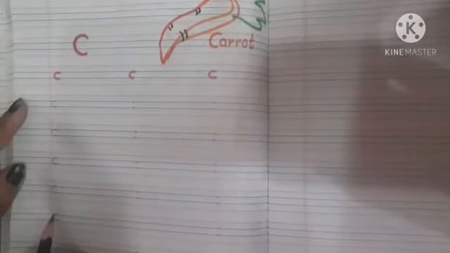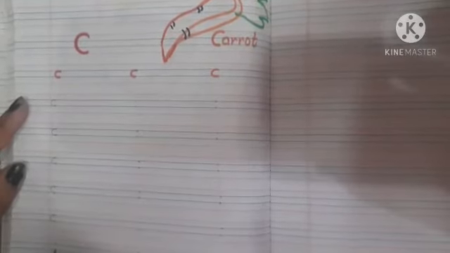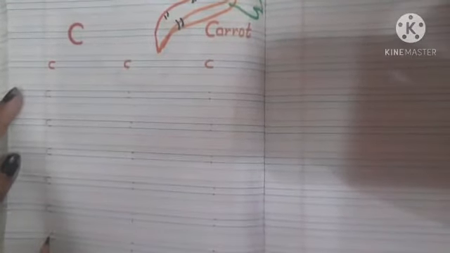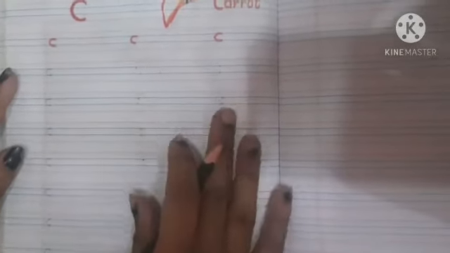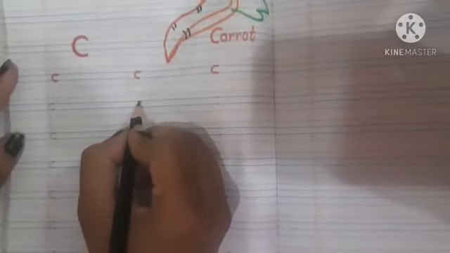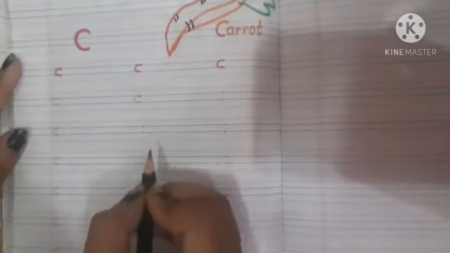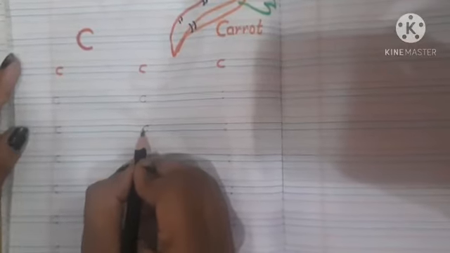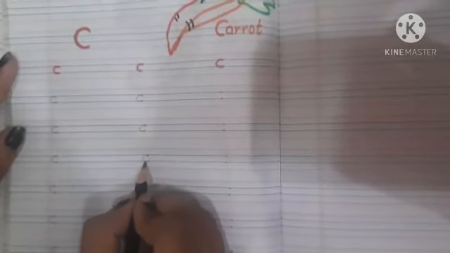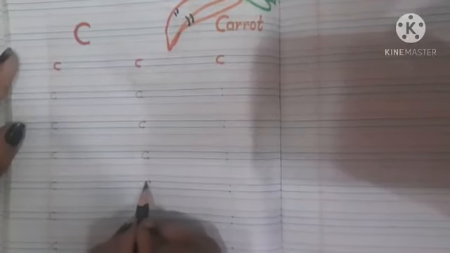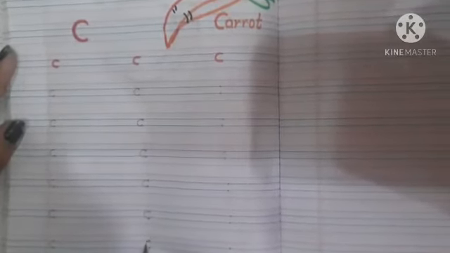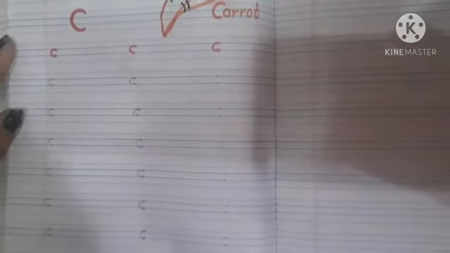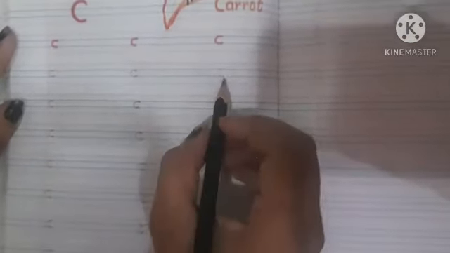Carrot. Carrot kya hoti hai? Gajar. What will you say? Carrot. It's so easy. It's a right curve.